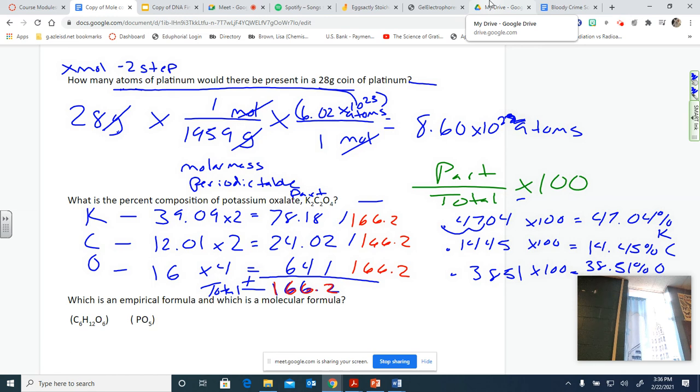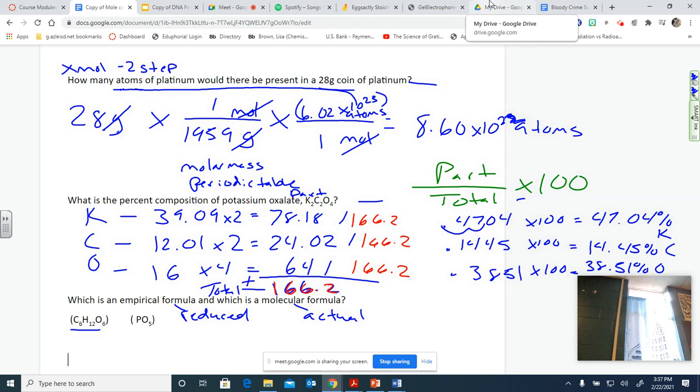Last one. Says which is an empirical formula and which is a molecular formula. Remember, empirical means it's already been reduced. It is in its lowest state. I cannot divide any of them by the same number. Molecular means its actual formula. So it probably isn't reduced. You probably could reduce it.